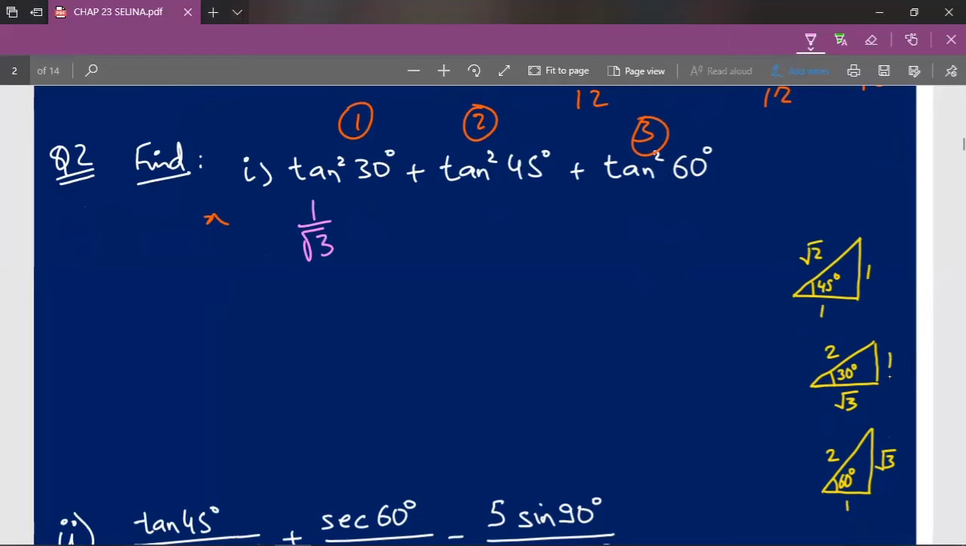So therefore, the whole square for it will be our answer to tan square 30 degree plus. Now the first part is done. We'll move on to our second part. Now tan square 45 degree, all you have to do is first find tan 45 degree.